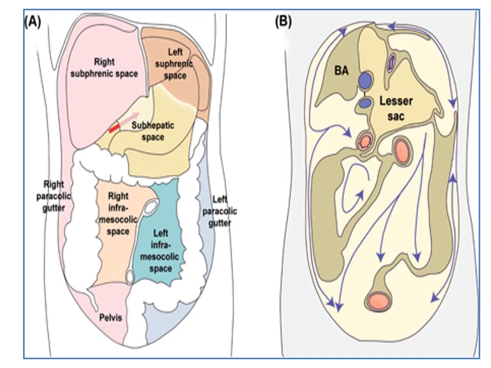In this image, you notice that the supracolic compartment is further divided into spaces. You see that above the liver, we have the right and left subphrenic spaces, and then below the liver, we have the subhepatic space shown.